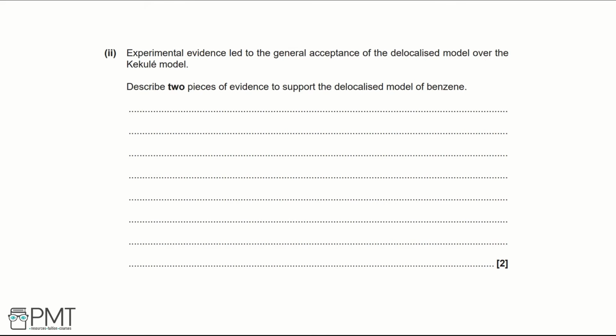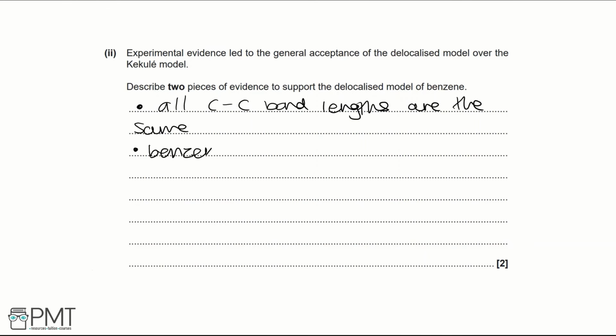Part 2. Experimental evidence led to the general acceptance of the delocalized model over the Kekulé model. Describe 2 pieces of evidence to support the delocalized model of benzene. For this question, we can lay it out as bullet points. Our first bullet point would be that all carbon-carbon bond lengths are the same. This is a piece of evidence that supports the delocalized model of benzene. Our second piece of evidence is that benzene is less reactive than alkenes. For this question, you'd get a mark for each bullet point that we've laid out in this question.